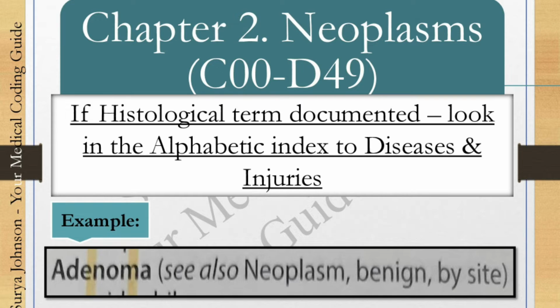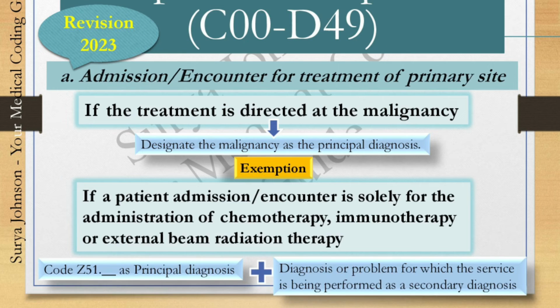So, in this scenario, you should not decide by yourself. You should always go to the alphabetic index to diseases and injuries. For example, if you search for adenoma, in the bracket it will show see also neoplasm, benign, by site. So, whichever organ this adenoma is in, you should go to the neoplasm table. It states that adenoma is benign. So, you will go to the benign section and search as per the site. Based on that, you will choose the code.